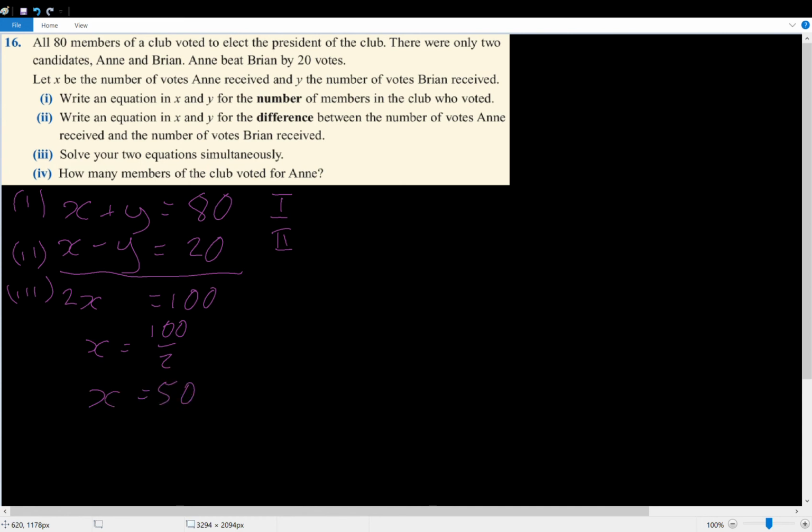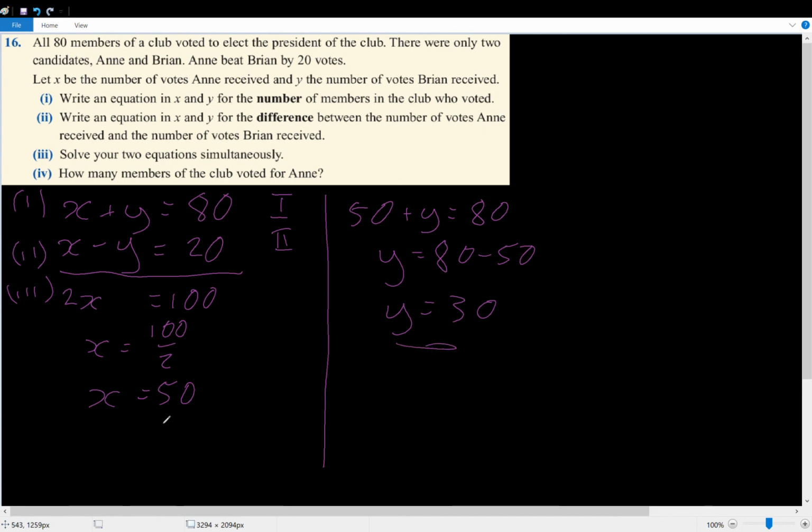And then in order to get our value for y, we're going to put our value for x back into equation 1. So instead of x plus y equals 80, we're going to have 50 plus y equals 80. Which means that y is equal to 80 minus 50. So y is equal to 30. So those are our solutions to part 3.